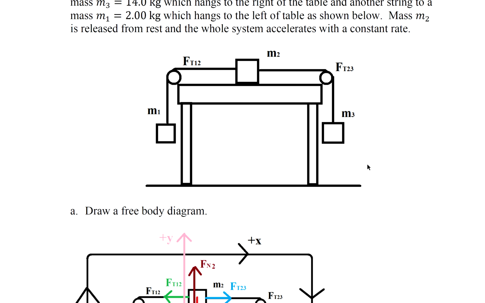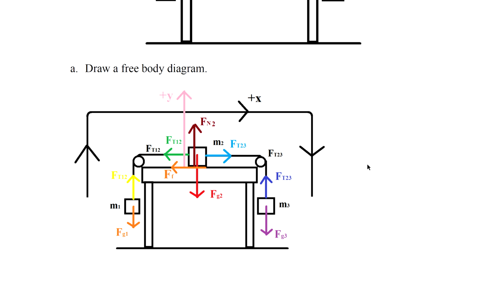So part A, draw a free body diagram. So remember, step 1, circle the objects. Step 2, label the forces. Step 3, put an X and Y axis. Step 4, use the equation F equals ma. I did not circle the 3 objects. Forgive me. That's step 1.